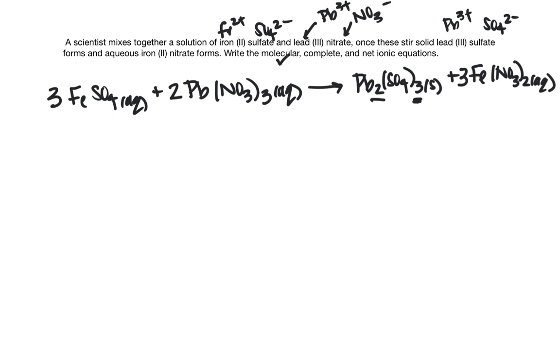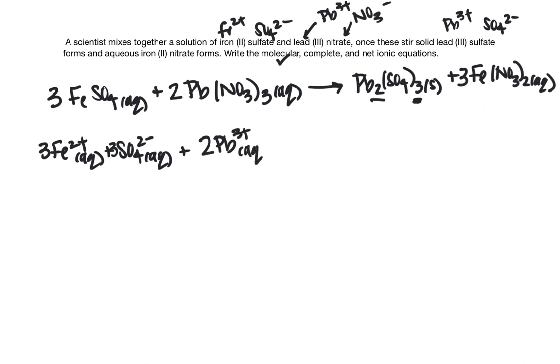Now we need to complete. This tells us which ions are in solution. So we have 3 Fe2+ aqueous plus SO4 2- aqueous. Oops, we forgot our 3 plus 2 Pb3+ aqueous plus, nope, there are 6 of those, 6 NO3- also aqueous. I'm going to start the next one on the next line so I don't run out of space.